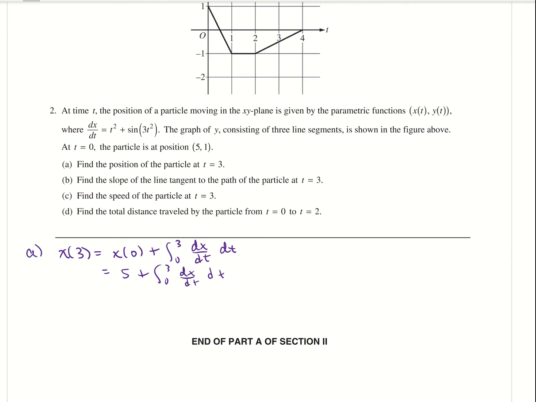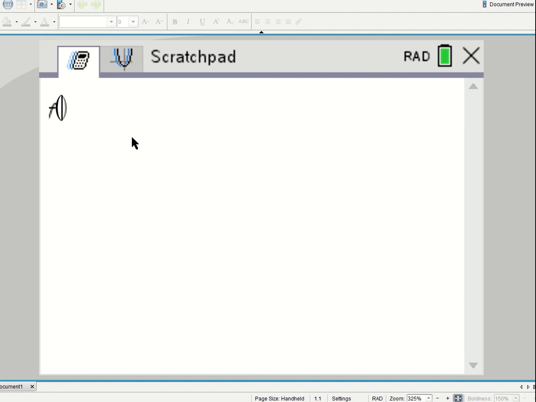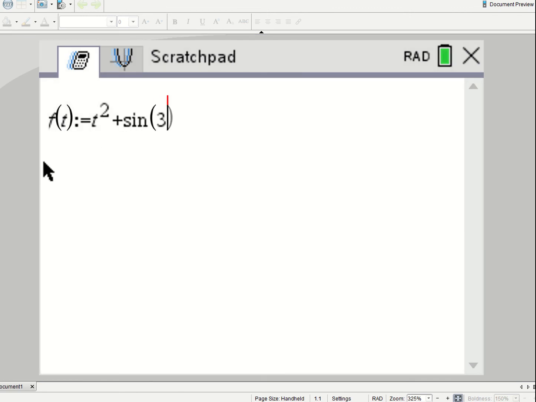Now I have not yet defined x of t, so I'm going to do that. I'm going to call that f of t. Just for me, that helps me remember that that is not the position, but that this is a velocity function. We'll see if that works, if I can remember that properly. So this will be t squared plus the sine of 3t squared, as I define that. And I'm just going to double check that really quickly before I move on, which I think is good practice.